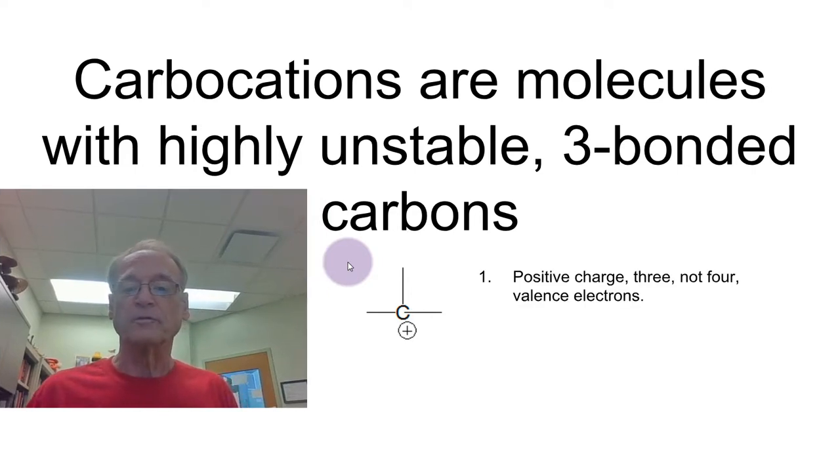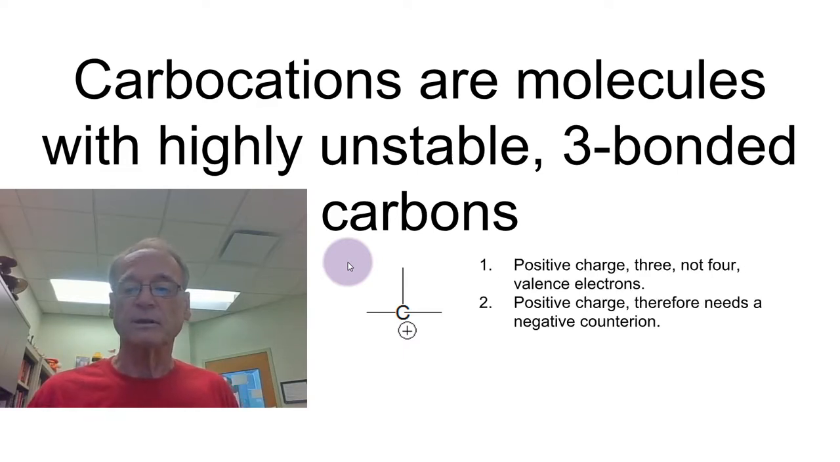So notice a couple things. First of all, as I said, they have a positive charge. 3 valence electrons, not 4, thus positive. Notice that because they are ions, or positive, they have to have some sort of a negative counter ion somewhere in the mixture, and that can be any number of different things: chloride, bromide, sulfate, all sorts of different things.